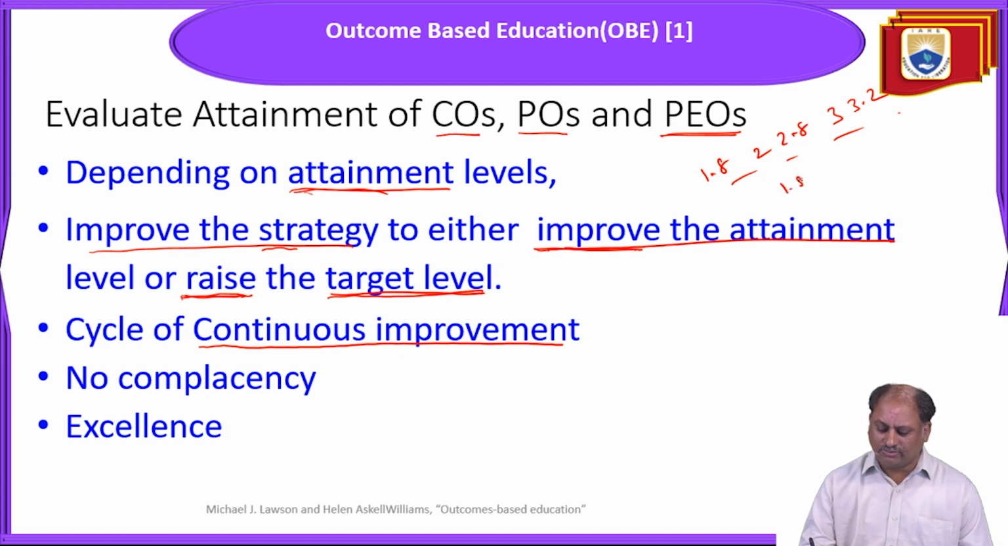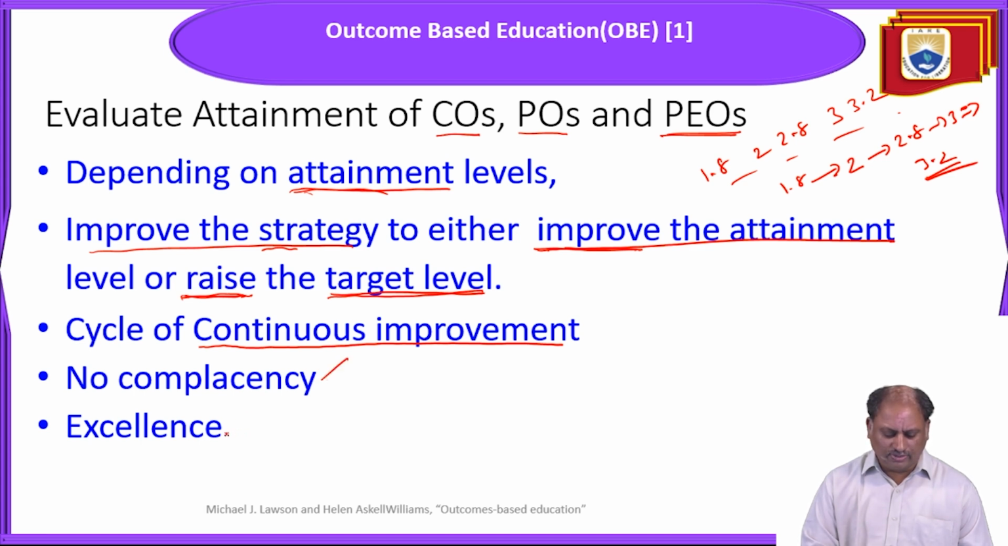That means first we set 1.8, then next reach level 2, next 2.8, 3, 3.8. So that is to be improved further with the attainment level. So this is no complacency. So there is no stuck or point of stopping. It is a continuous one.